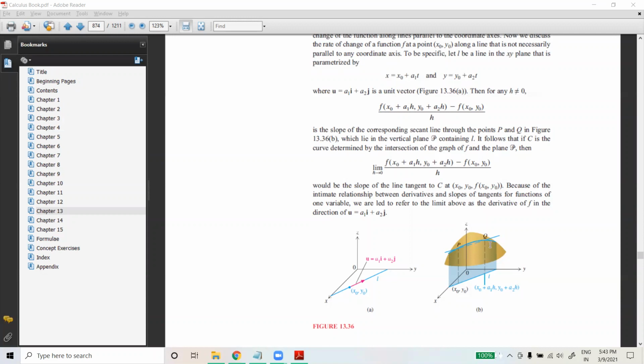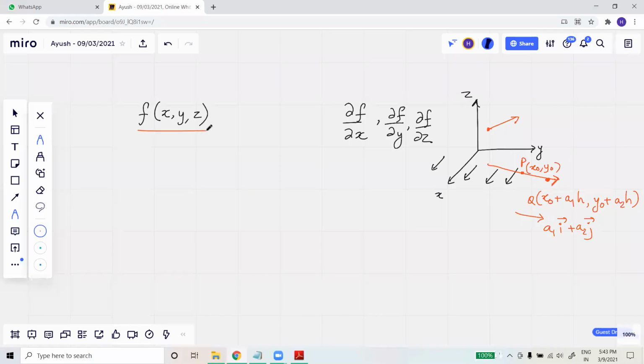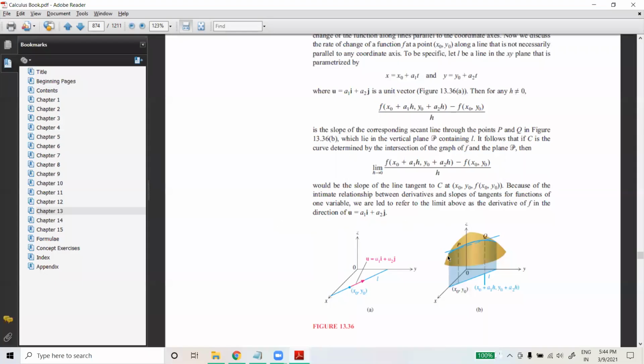The curved PQ is probably a function which is z equal to f of x and y, right? Otherwise, you cannot have this here. In 3 dimensions, you can only have z equal to f of x comma y. So that is this function.